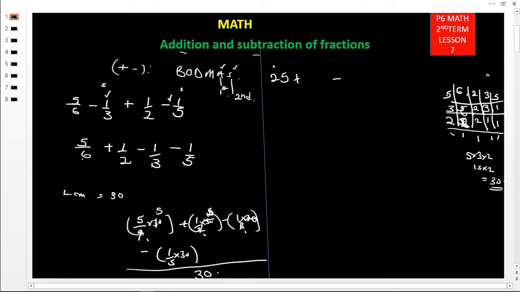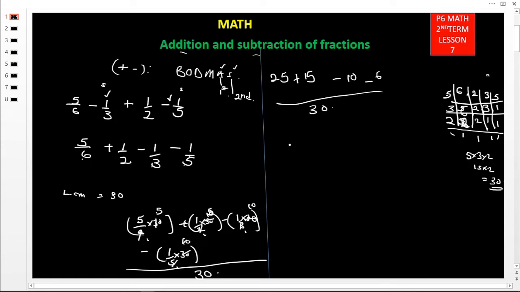They are 15 here. So 15, then minus by 3 once by 3 here we have a 10. 10 times 1, that is a 10, minus then by 5 1, how many 5s are here in a 30? There are going to be 6 5s. So these are 6 5s, so minus 6 all over our LCM, which is a 30.